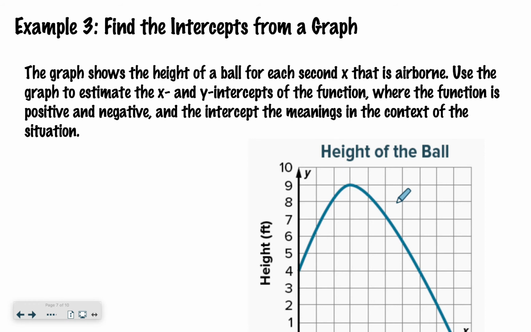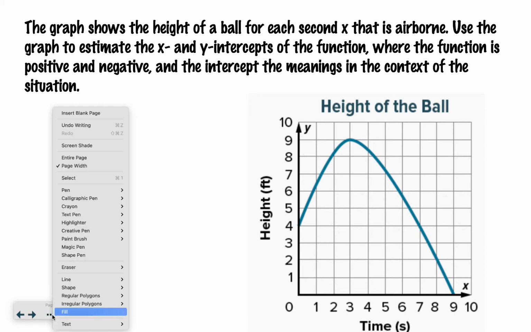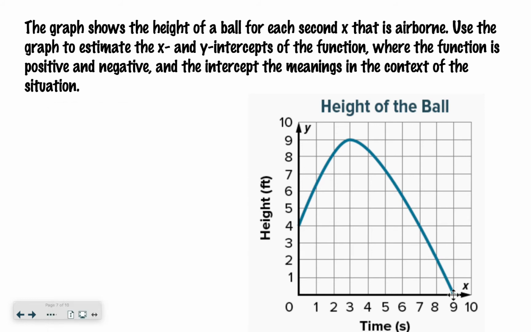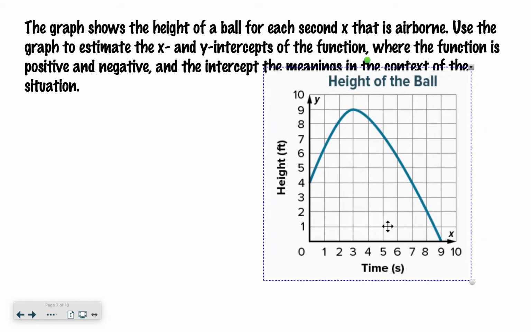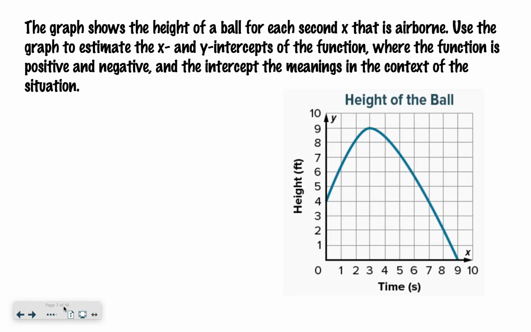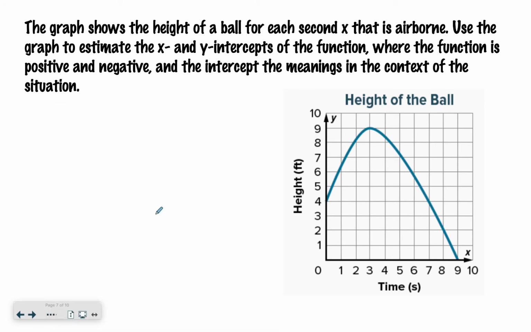Let's move on to our next example, though. Okay, so we're finding the intercepts from a graph. I'm going to quickly just make this graph a little smaller so it's easier to see. So anyways, the graph shows the height of a ball for each second x that it is airborne. Use the graph to estimate the x and y intercepts of the function, where the function is positive and negative, and what the meanings of the intercepts are.